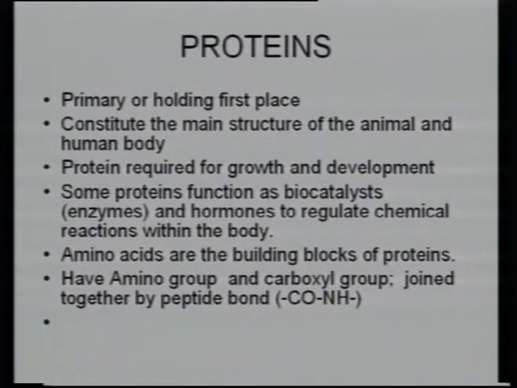Then come the other important constituents, the proteins. The top position is given to protein when we judge food, because it constitutes the main structure of our body, or even the animal body. When we judge any food, we ask how much protein it is going to provide. Protein is also important because the growth, development and complete formation of the body depend upon proteins only. They also provide enzymes and hormones which are required for the functioning of our body systems.